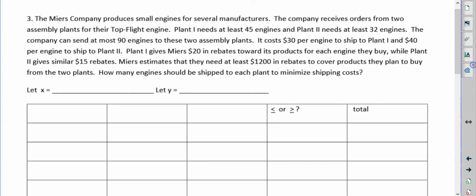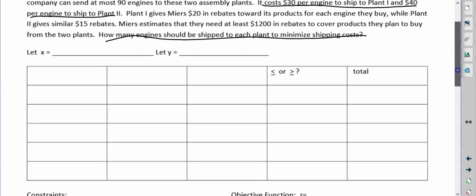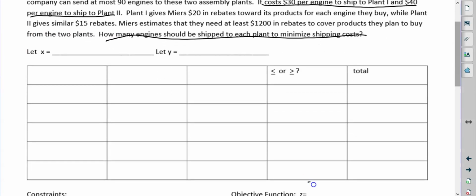So here, go to the end. How many engines should be shipped to minimize shipping cost? So notice, we're minimizing shipping costs. So we need to find where it talks about shipping costs, and here it is. It costs 30 for one and 40 to ship to two.